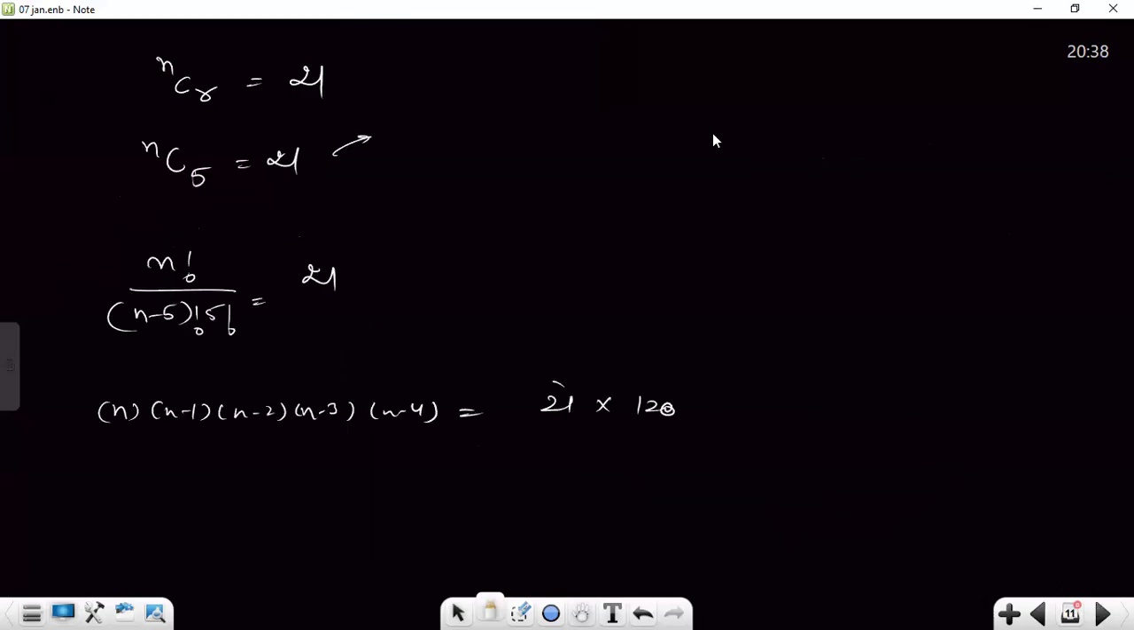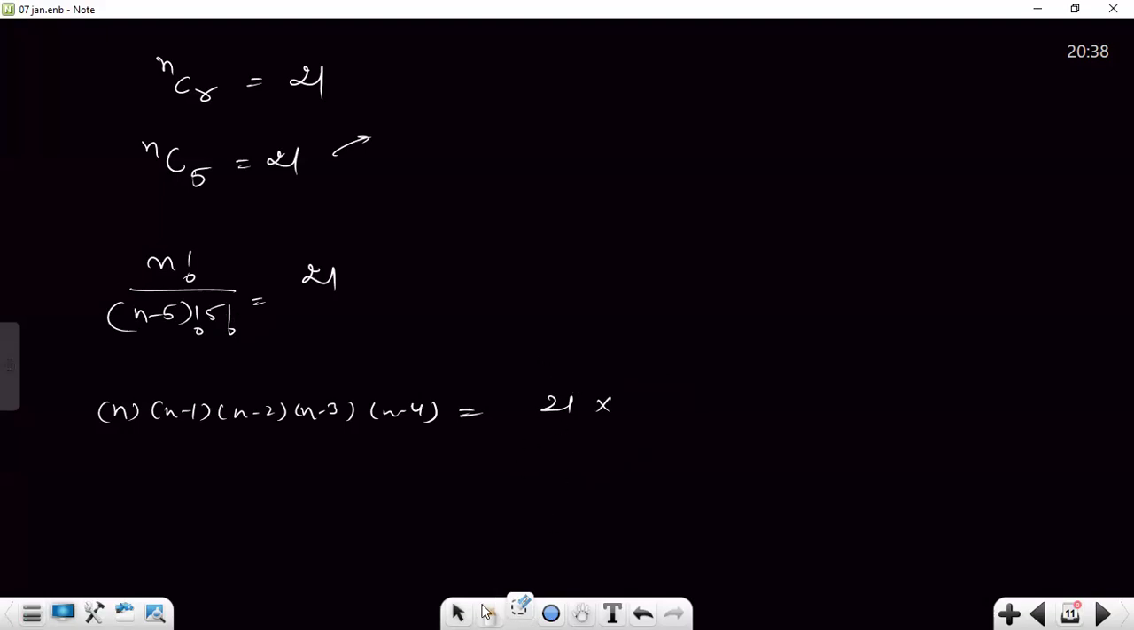We have pointed out R's value, and it was given to us that NCR was 21. So R is 5 here, so NC5 will be 21. Let's solve for the formula: n factorial upon n minus 5 factorial into 5 factorial. 21 into 5 factorial, basically 21 into 120.